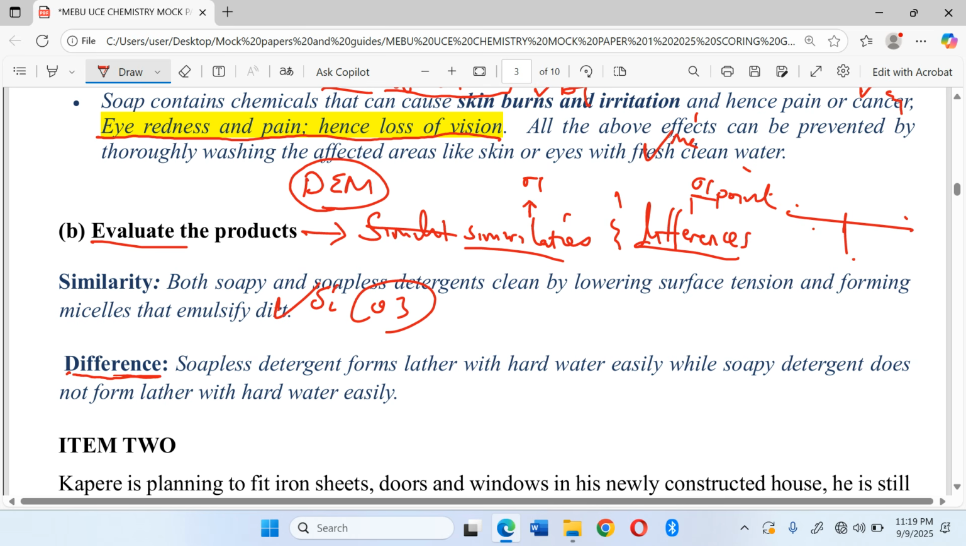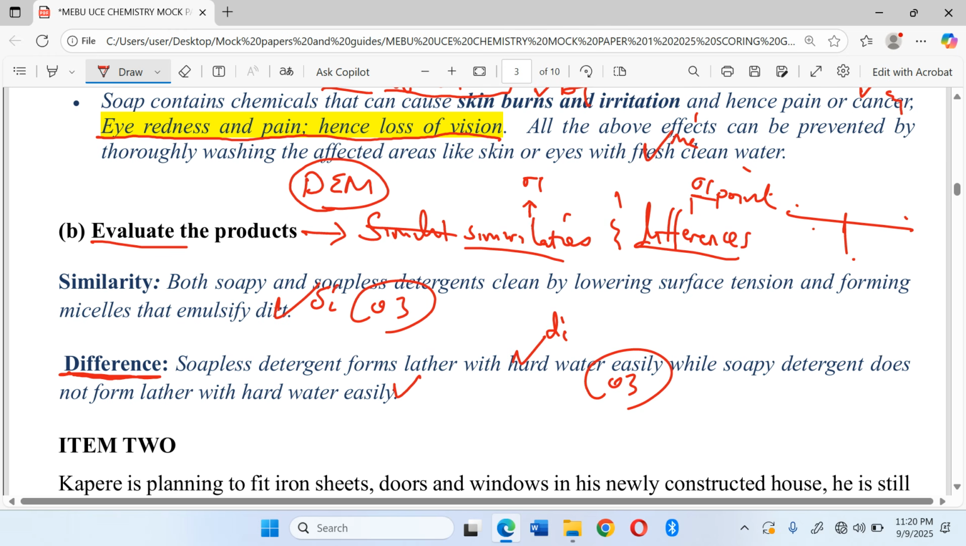Now, when you talk about difference, we just give one difference between the two detergents. And here we are saying that soapless detergents form lather with hard water easily, while soap detergent does not form lather with hard water easily. When you do that, you get all your 3 scores.